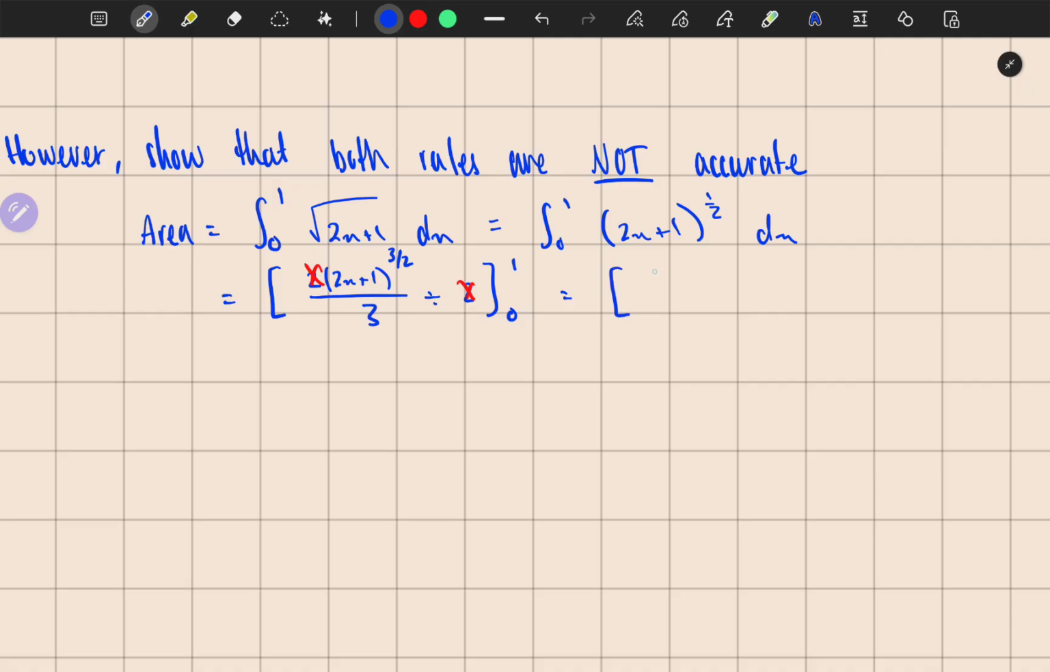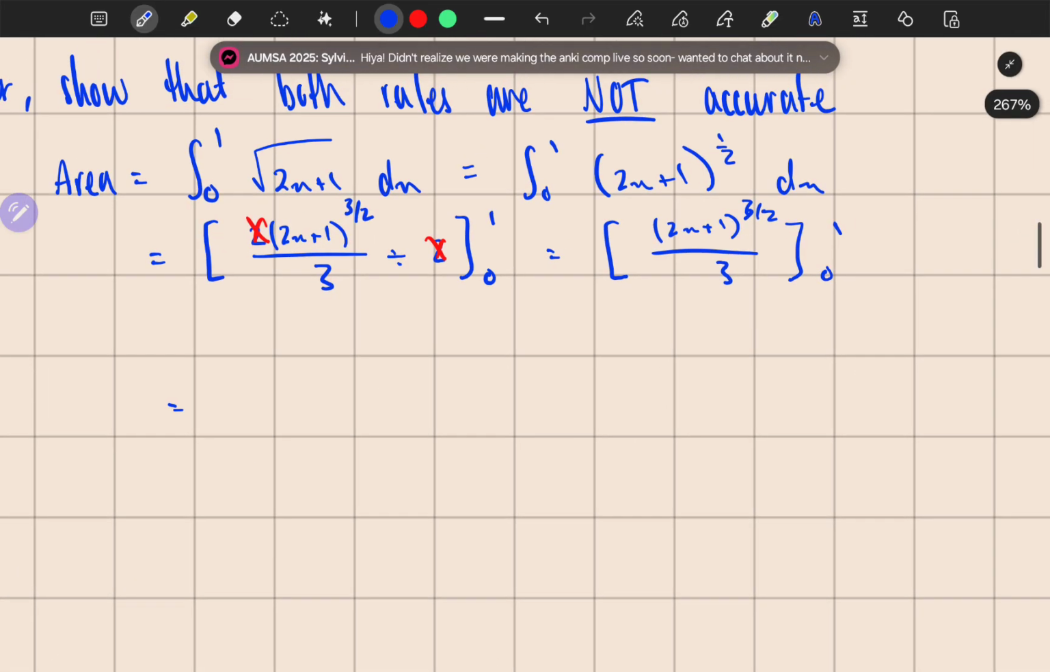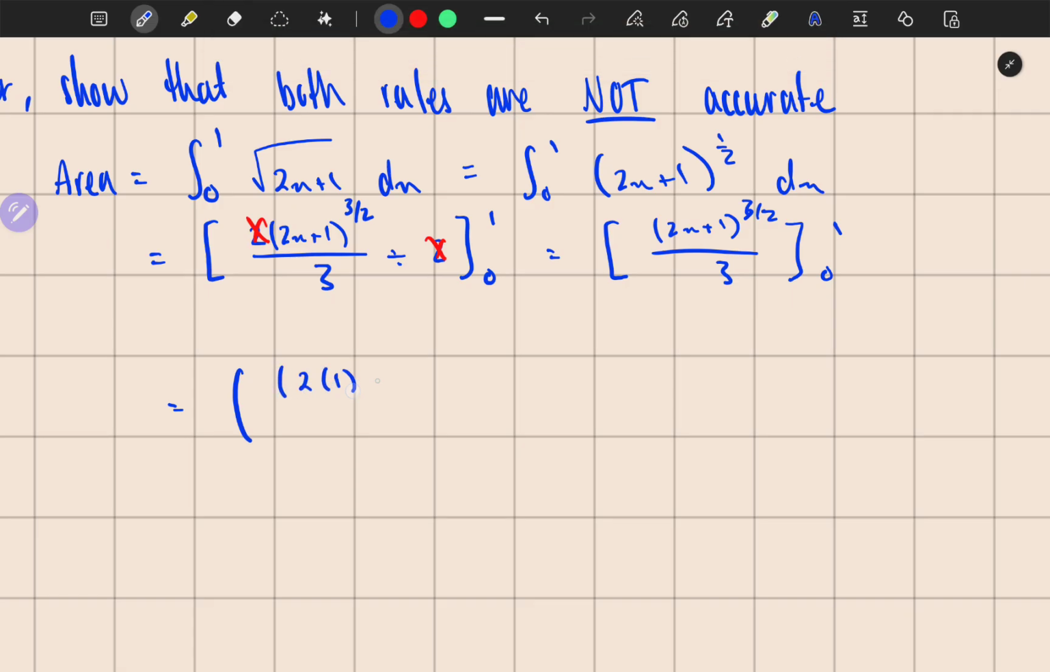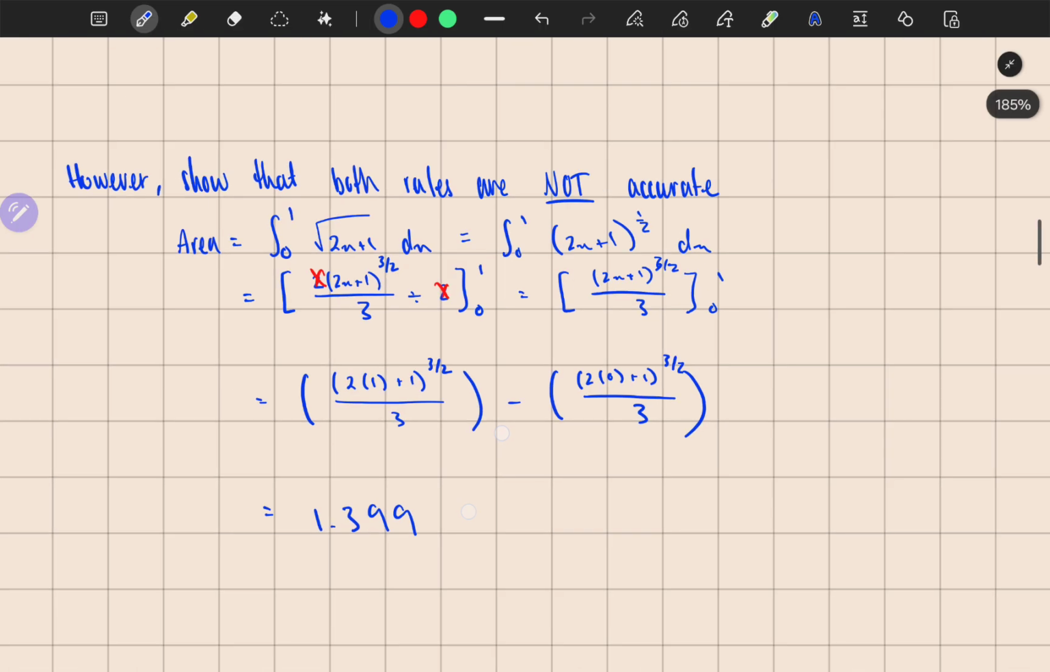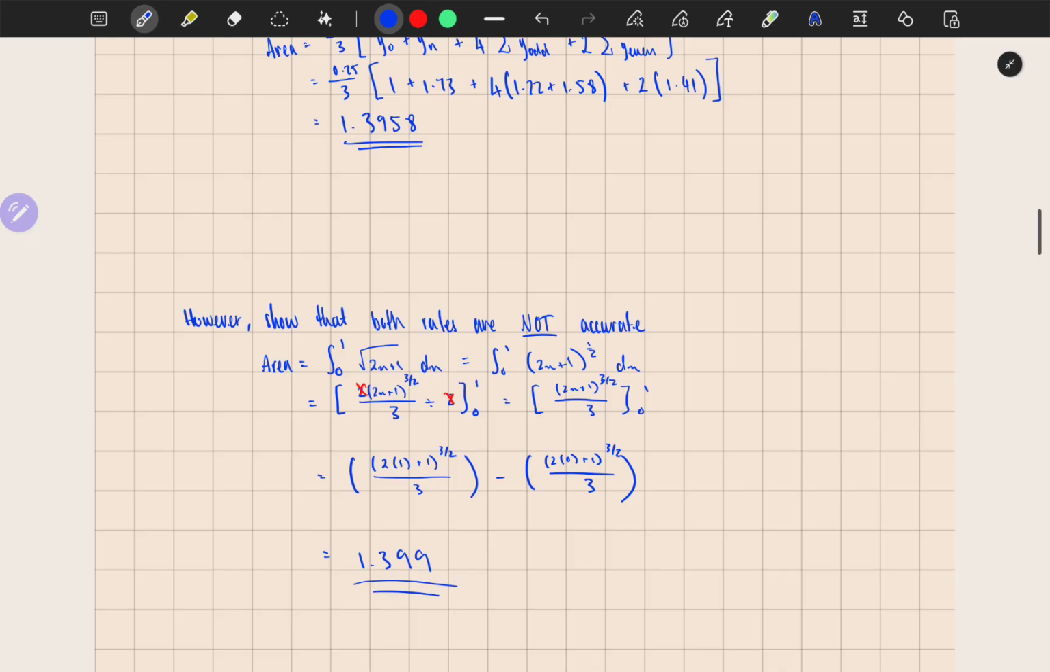So this is 2x plus 1 to the power of 3 over 2 divided by 3 between 0 to 1. So that will be 2 times 1 plus 1 to the power of 3 over 2 over 3 minus 2 times 0 plus 1 to the power of 3 over 2 over 3. And in your calculator, you should get 1.399. So this proves that you're taking the definite integral, so you're not using a numerical integration, it's not drawing shapes, but it proves that both of them are inaccurate.